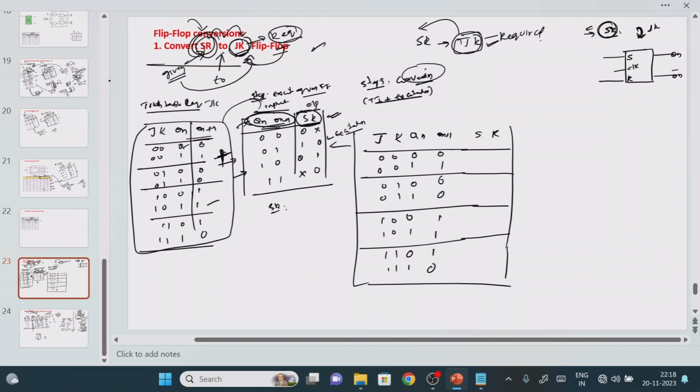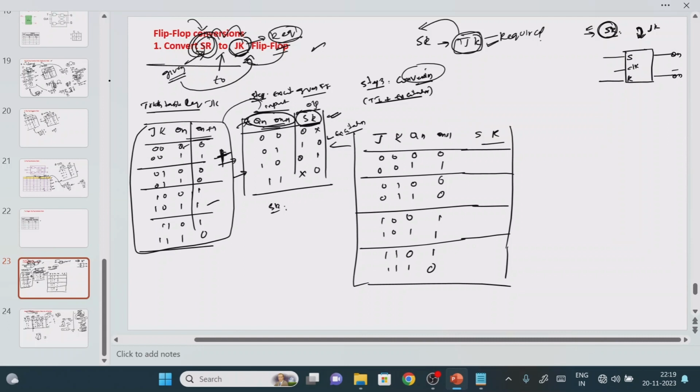So how to find the SR value? First we need to consider the inputs Qn as well as Qn plus 1, right? For that, first you only look at this value, don't look at the JK value, because SR depends upon the excitation table of the Qn plus 1. Don't try to mess with the JK value, right? That is not required for us.